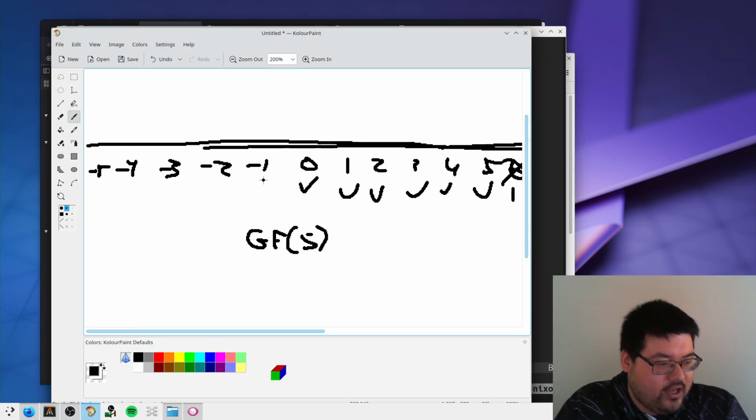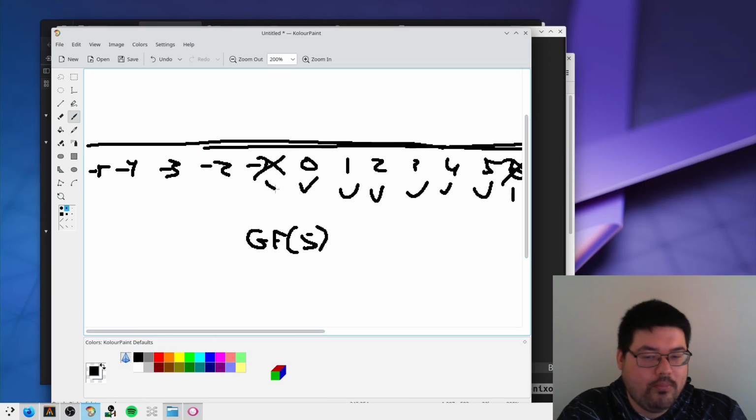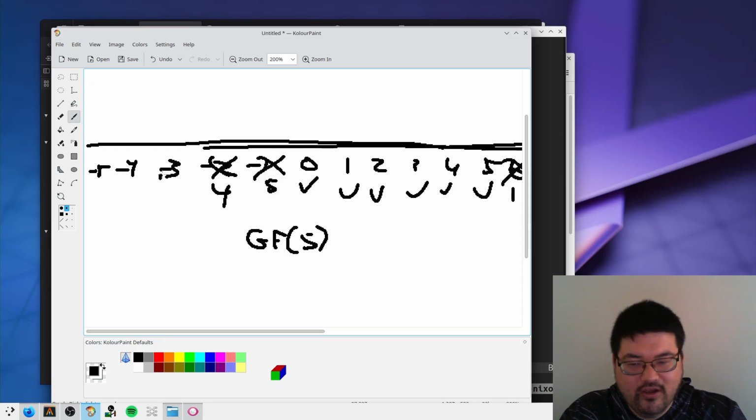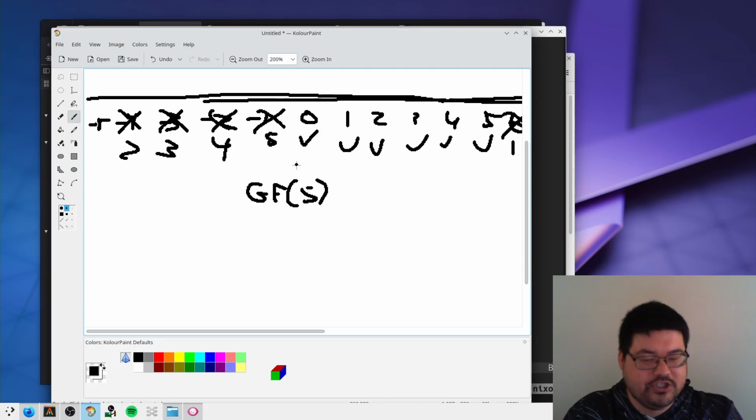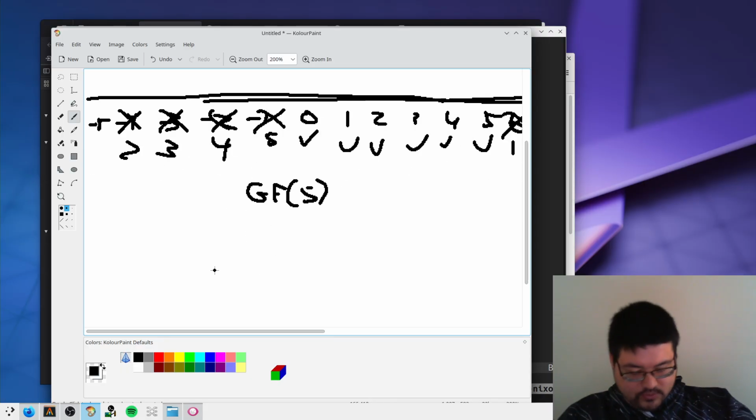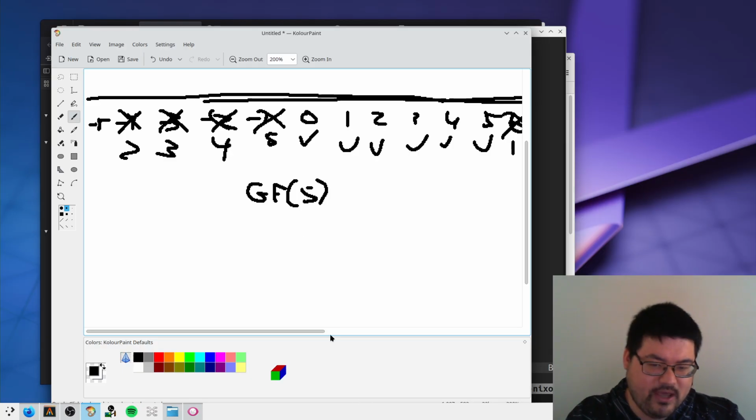Like -1, I can't show -1 on my hands. We'll go back to 5. 4, 3, 2, 1, right? And so your number line just essentially starts looking like 1, 2, 3, 4, 5, 0, 1, 2, 3, 4, 5, 0, 1, 2, 3, 4, 5, and so on. And it turns out that this has some nice mathematical properties.